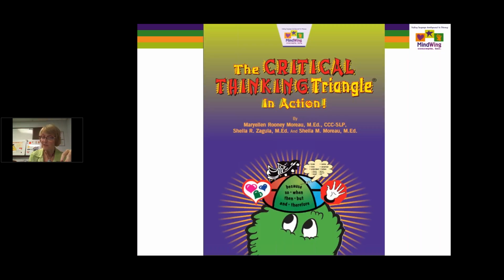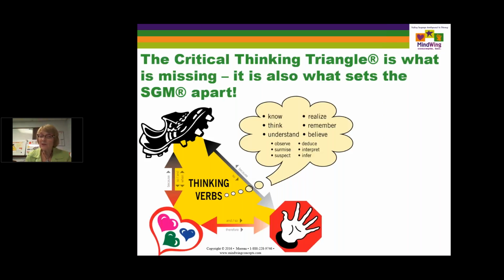There was so much interest in the critical thinking triangle, and my work with some 2nd grade boys that spanned the summer, and I just held another session with them last week. Here's a thinking cap with the little story grammar marker guy and the components of the critical thinking triangle on his head. So what is it? The critical thinking triangle is what is missing, and it's what sets the story grammar marker apart. It is vital for inferential skills.